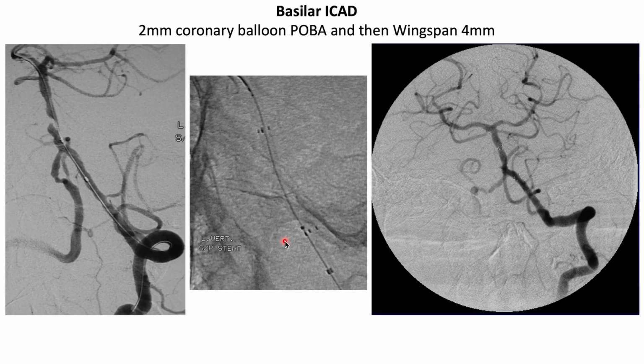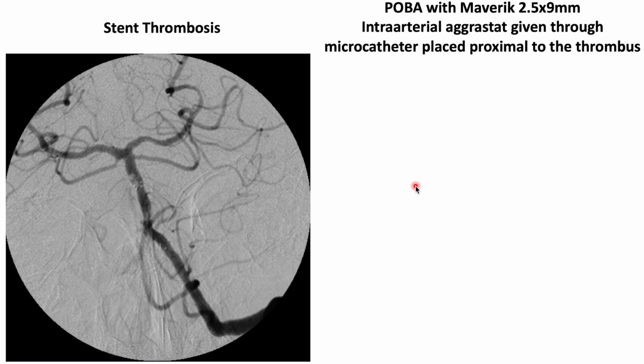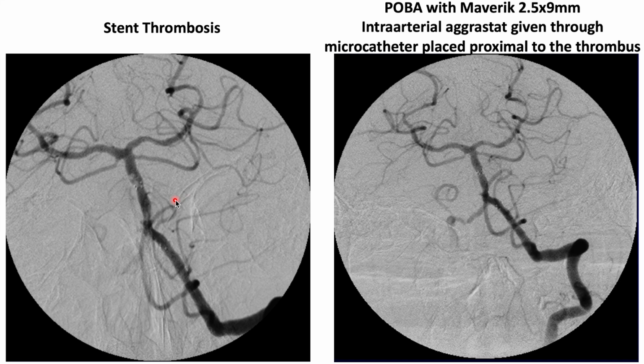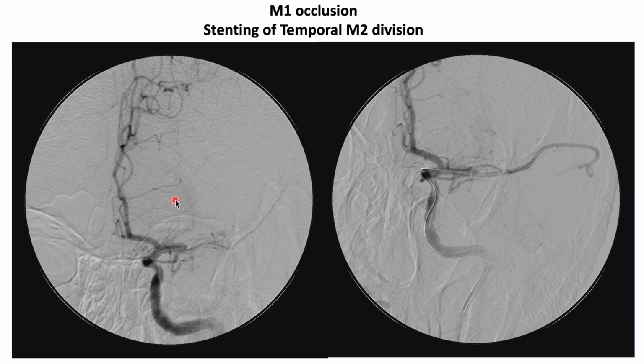Now this is a basilar ICAD. You can see the stenosis here, and this was first treated with a 2 millimeter balloon POBA, and then a Wingspan stent 4 millimeter was placed from the vertebral into the basilar with a good result, but the patient came back with stroke, and on restudy the patient had stent thrombosis. You can see the filling defect here in the stent. This patient then underwent POBA with a coronary 2.5 millimeter balloon, and intracranial Aggrastat was given through the microcatheter placed proximal to the thrombus, and then it's a neat clean result, and the patient did well.